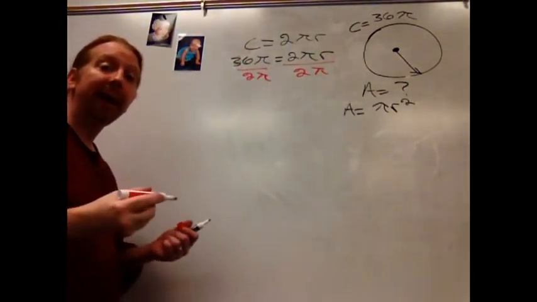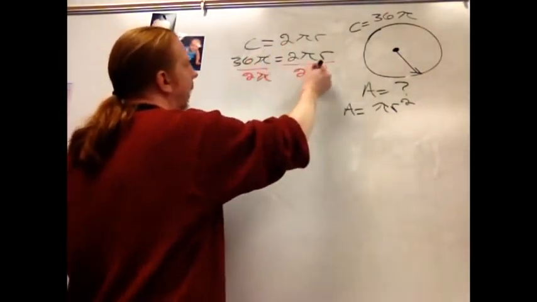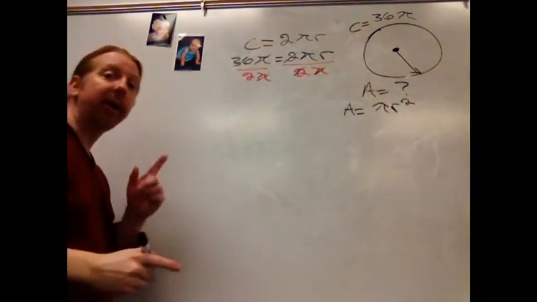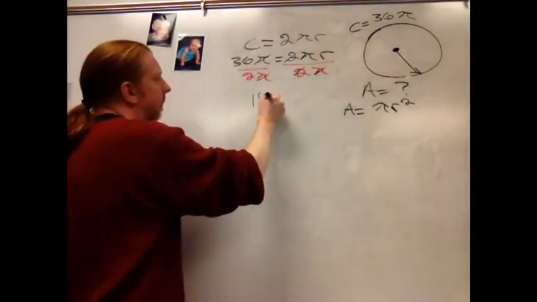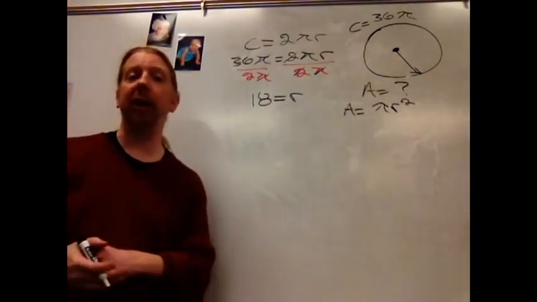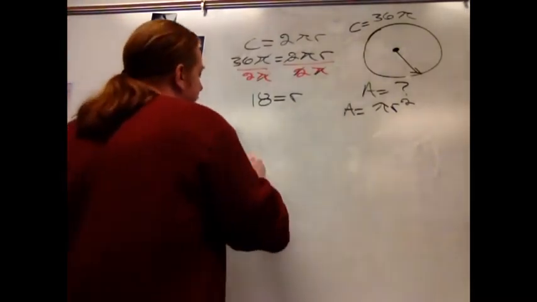And you can see the pi's are going to cancel. Pi cancels pi, pi cancels pi, 2 cancels 2. 36 divided by 2 gives me 18. So in this case, my radius must be 18 units. Now I can get you the area.